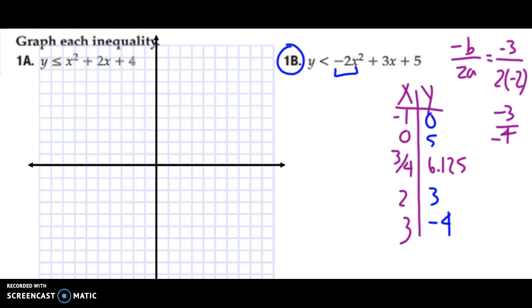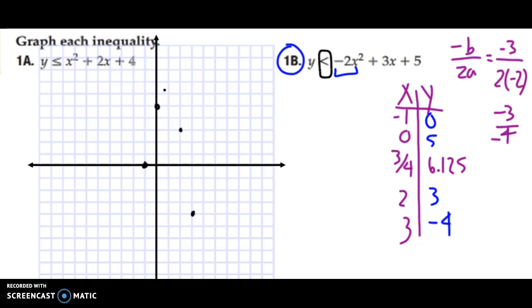Now that I have those points, I can just graph them. Negative 1, 0 is right here. 0, 5 would be right here. 3/4 is right here, and 6.25 is going to be right there. Then we get 2, 3, and then 3, negative 4 is right there. Not perfectly lined up, but you can see the type of parabola we're going to get here.